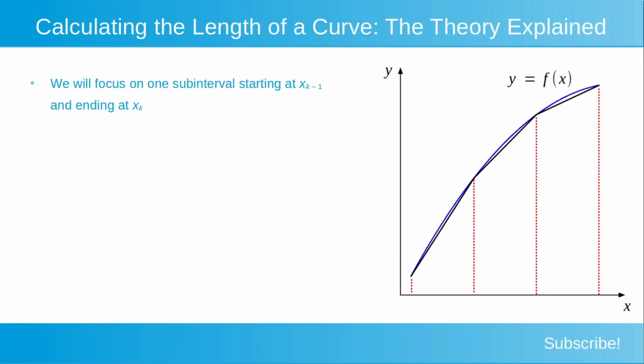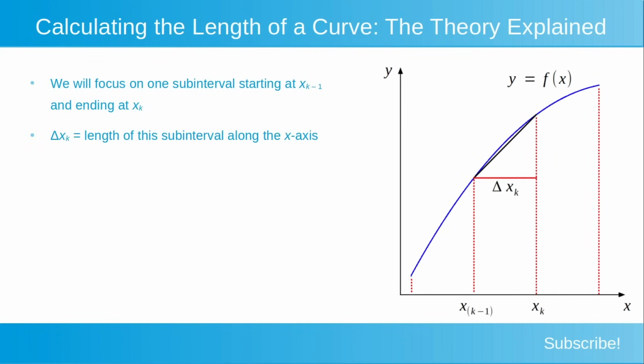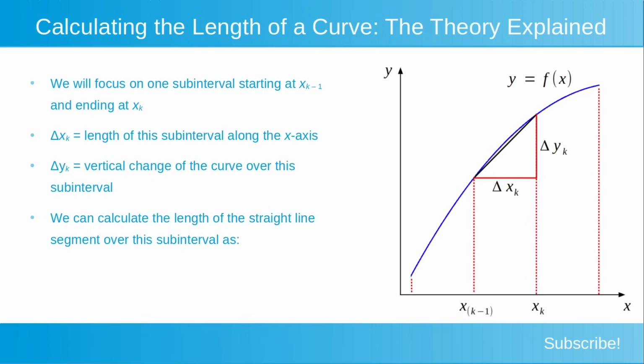We'll focus on one subinterval starting at x_{k-1} and ending at x_k. Delta x_k is equal to the length of this subinterval along the x-axis. And delta y_k is equal to the vertical change of the curve over this subinterval. We can calculate the length of the straight line segment over this subinterval using the theorem of Pythagoras as the square root of delta x_k squared plus delta y_k squared.